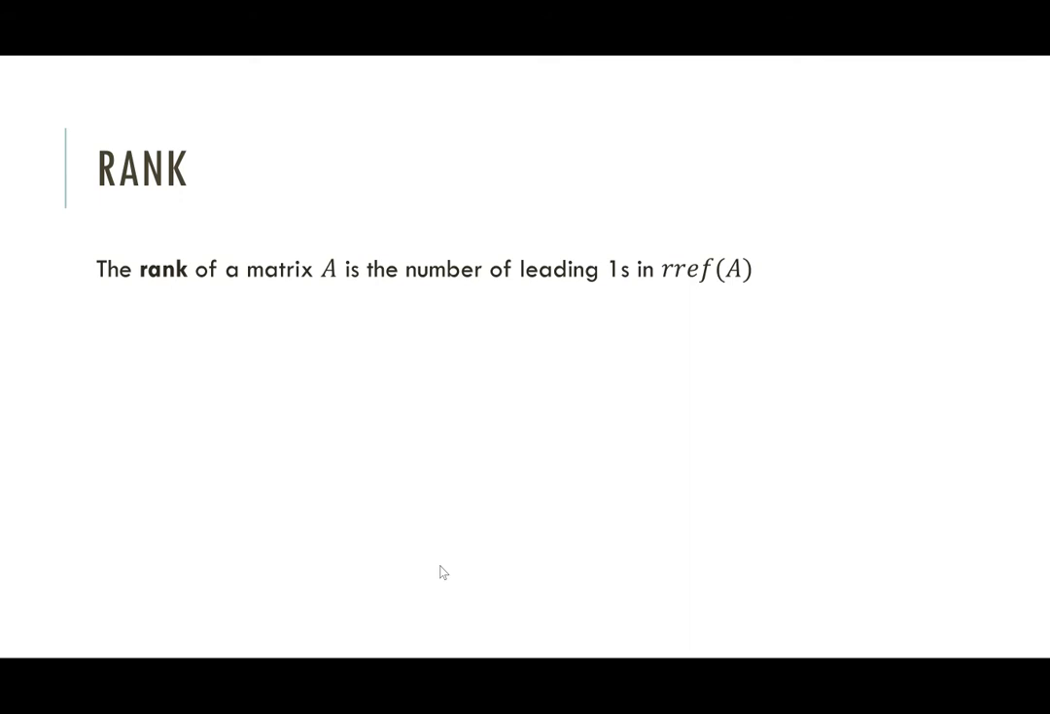So, all right, the rank of a matrix, by definition, is the number of leading ones in its reduced row echelon form. And that's just a lazy way of writing the reduced row echelon form of matrix A. Okay, so let's look at an example.